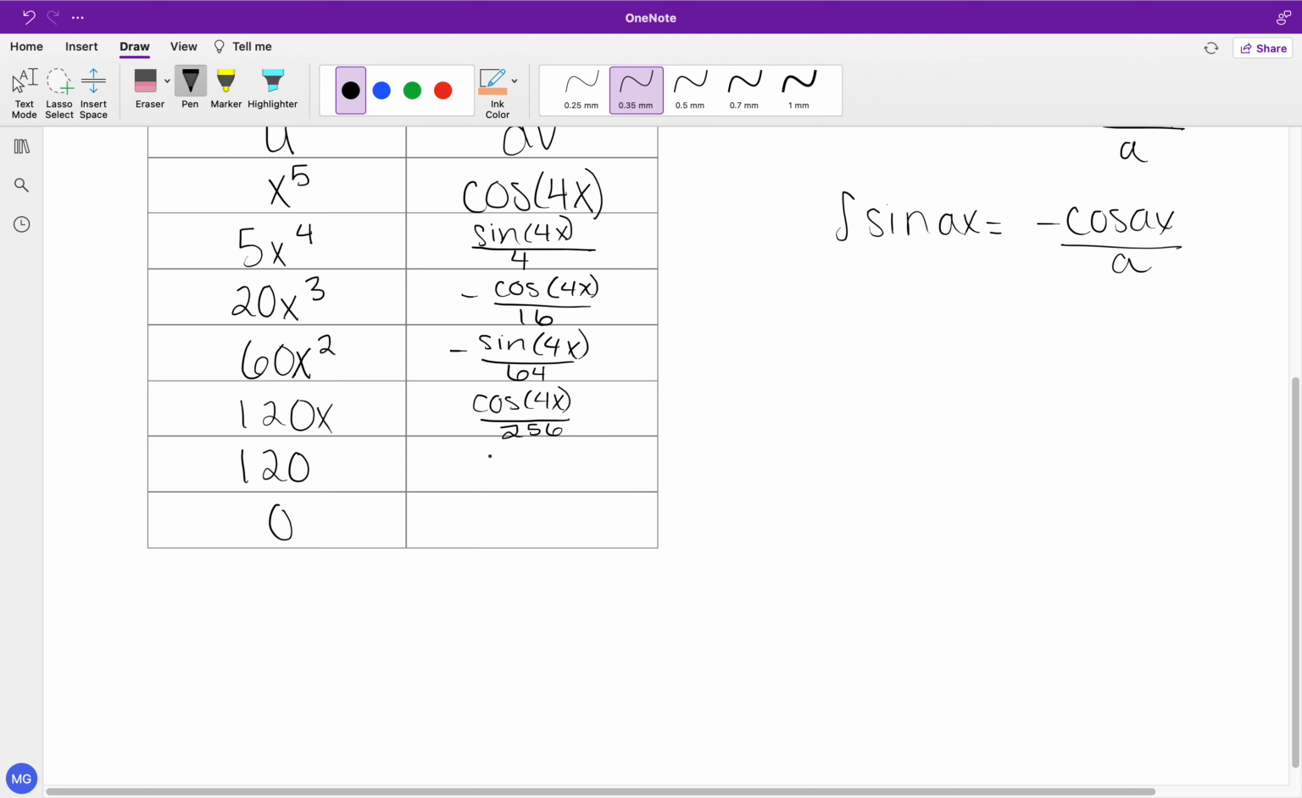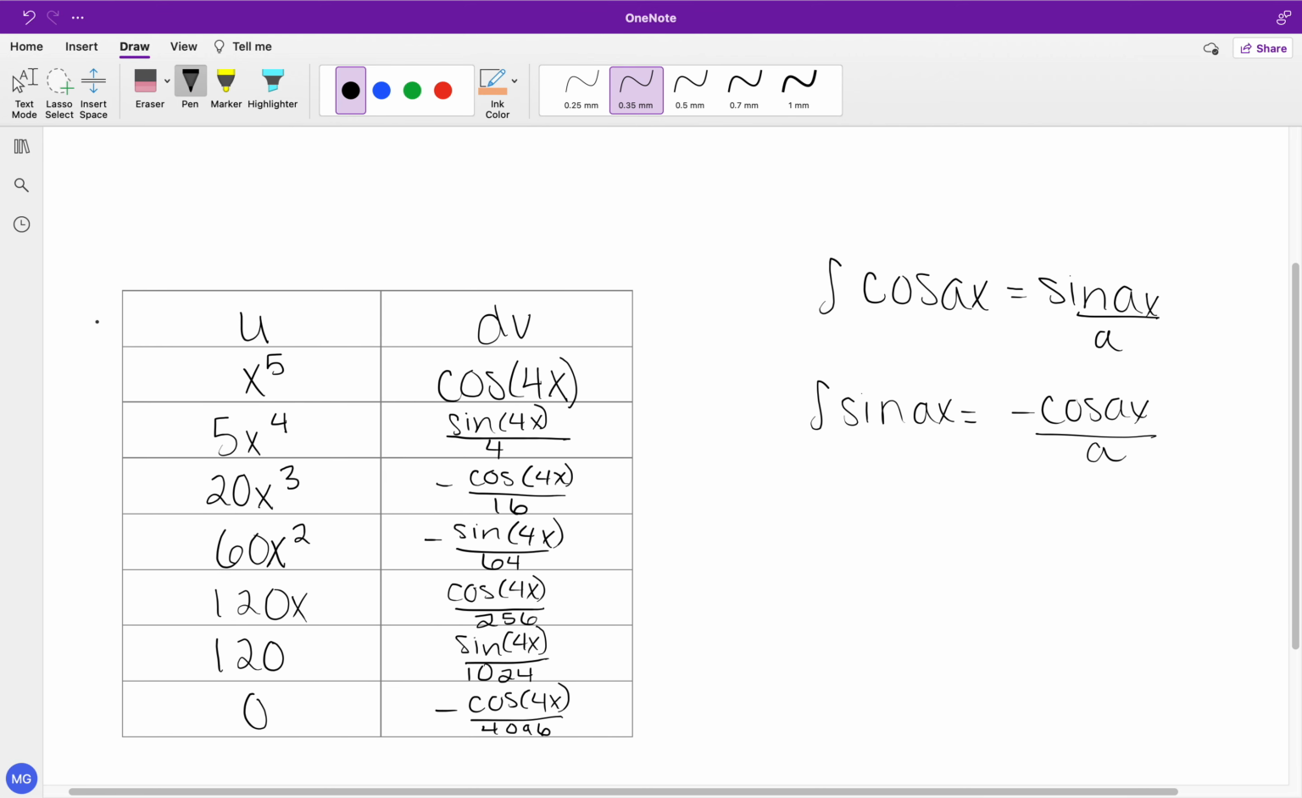Then it'll be sine of 4x over 1024. And lastly, we have negative cosine of 4x over 4096.